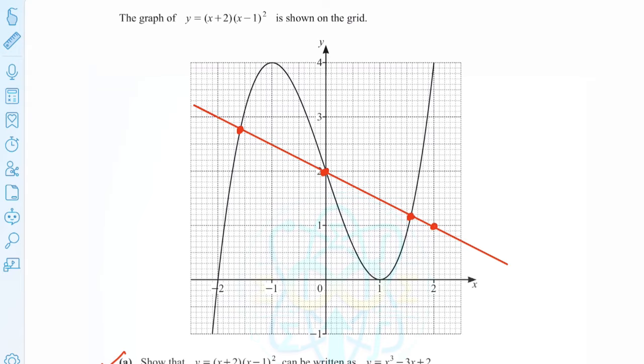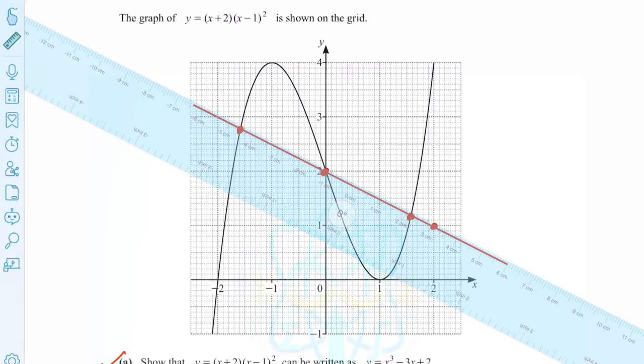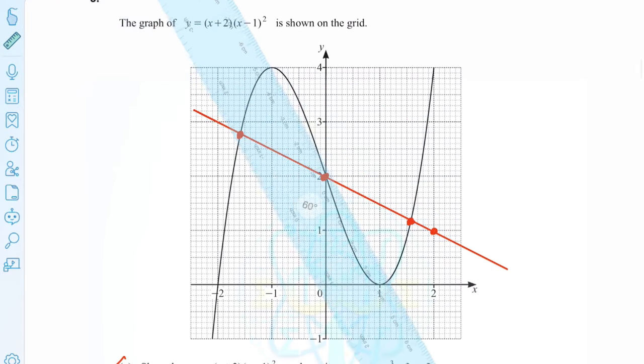Can you see this? So now what we need to do is find out the x-intercepts as per the question. Okay, just a second please.